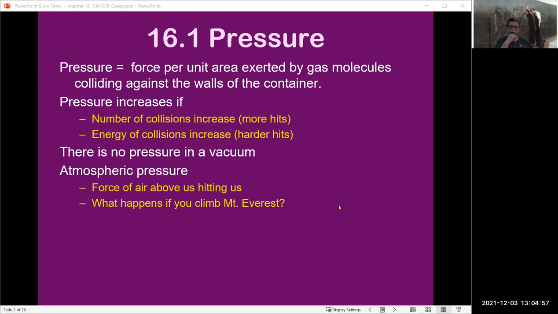Now, pressure is defined as the force per unit area, usually per 1 square meter or 1 square centimeter. That is the amount of molecules that are pushing up against the walls of whatever container it's in. So it's force per unit area. That's how we define pressure. Now, we can increase the pressure of a gas by increasing the number of collisions up against the wall.